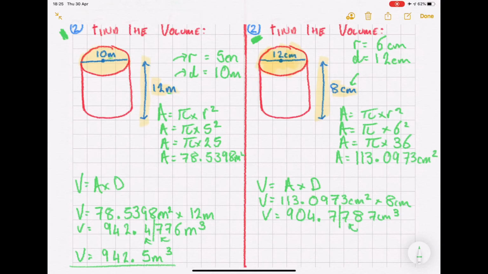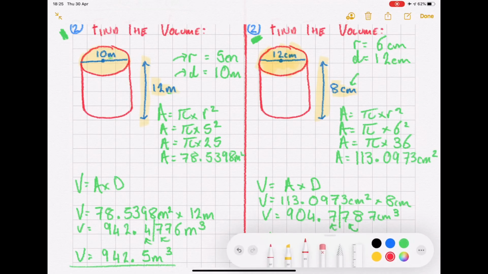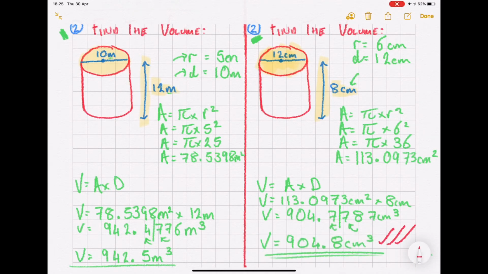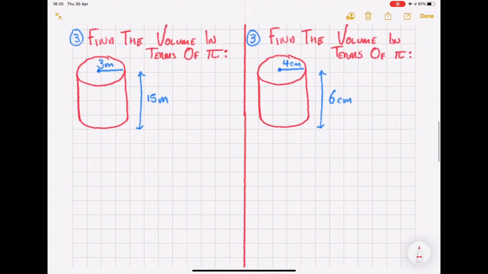Let's pop it to one decimal place. Is that number 5 or higher? Yes, so let's round up this number. So volume equals 904.8 centimetres cubed. Fantastic. If you got that for your final answer, well done. Give yourself some ticks for that. Well done. Okay, let's move on to our third and final example.